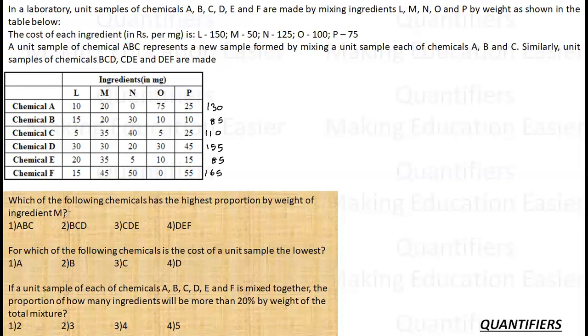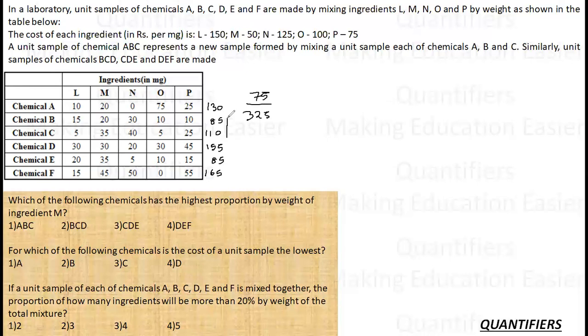Now the first question asks which of the following chemicals has the highest proportion by weight of ingredient M. So M divided by the total, if I say ABC, into 100, this is what I have to calculate, the ratio. If I talk about ABC, ingredient M is 20, 20, 40 and 30, 75, divided by a total of 240, 85, 325, into 100. So this is what we have to compare. Let me teach you how to compare the ratios without actually solving them. The first ratio is 75 upon 325. Do not calculate anything as of now.